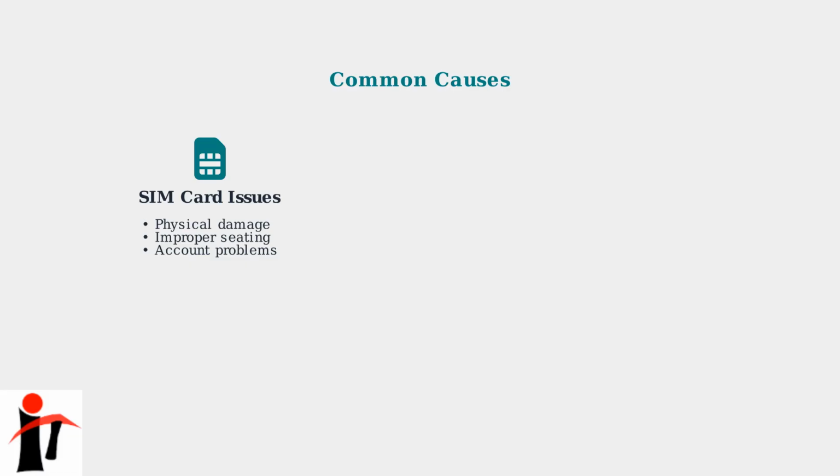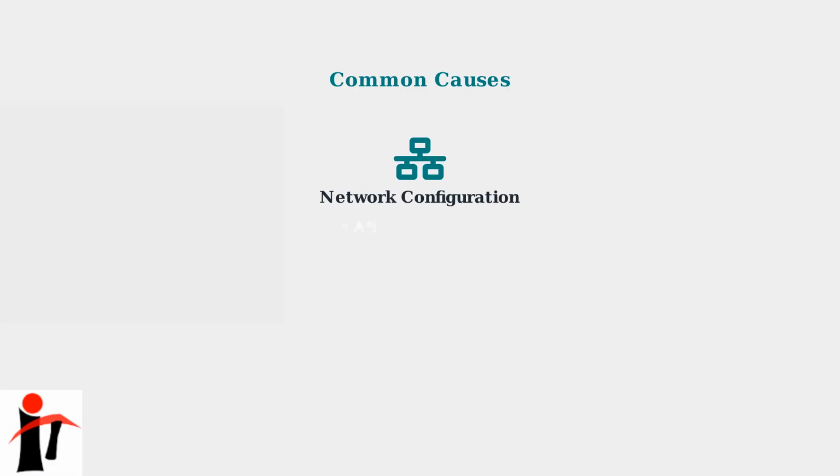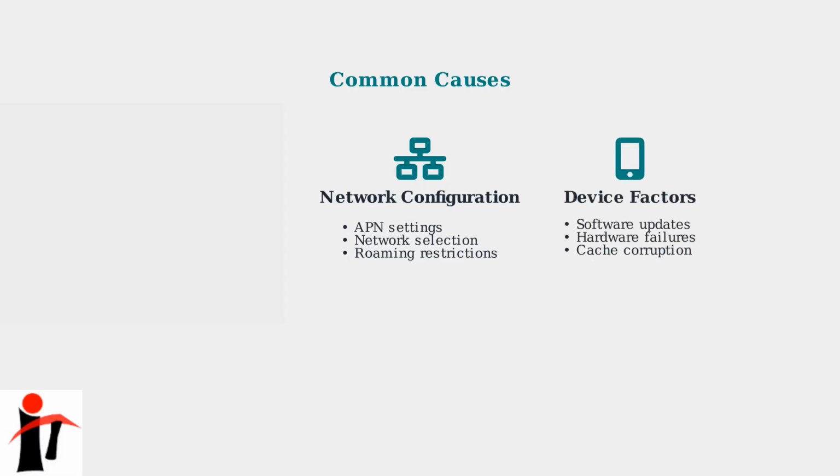First, SIM card issues, including physical damage, improper seating, or account authentication problems. Second, network configuration problems, such as incorrect APN settings, network selection conflicts, or roaming restrictions. Third, device-specific factors, including outdated software, hardware failures, or corrupted network cache.